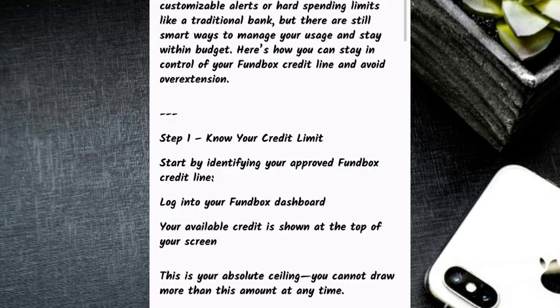Step 1. Know your credit limits. Now, you want to start by identifying your approved Fundbox credit line. Log into your Fundbox dashboard. Your available credit is shown at the top of your screen. This is your absolute ceiling. You cannot draw more than this amount at any time.